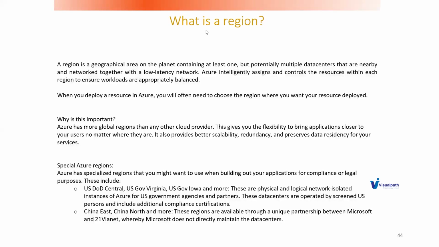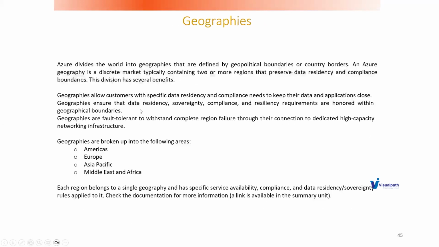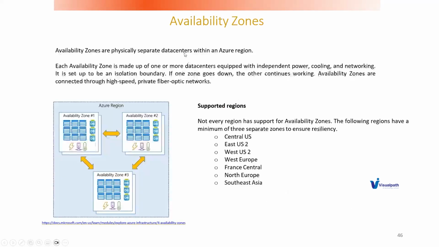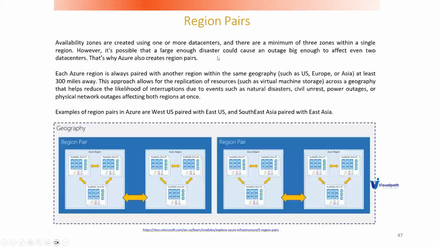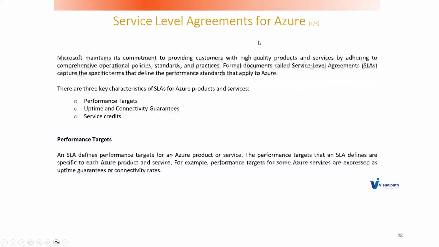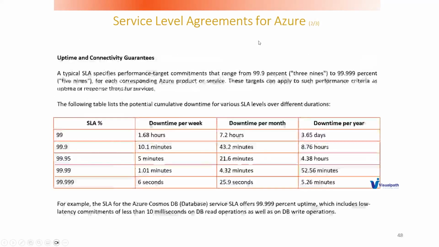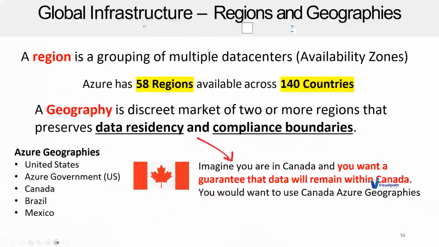Then we talked about the special Azure regions, geographies, and availability zones. Then we talked about region pairs. We'll be discussing region pairs in detail in the next class. But the most important thing that we need to remember is 58 regions in 140 countries.